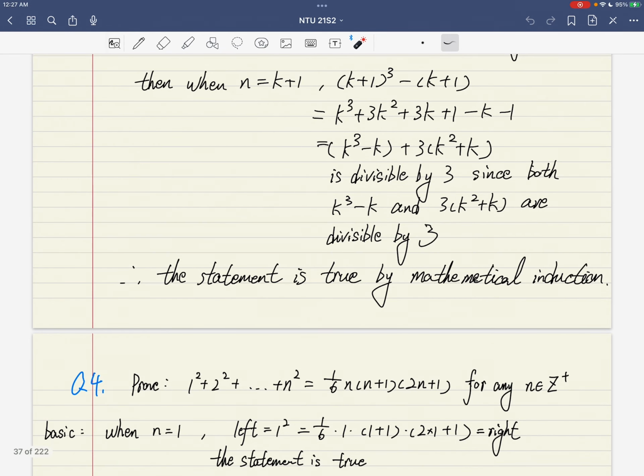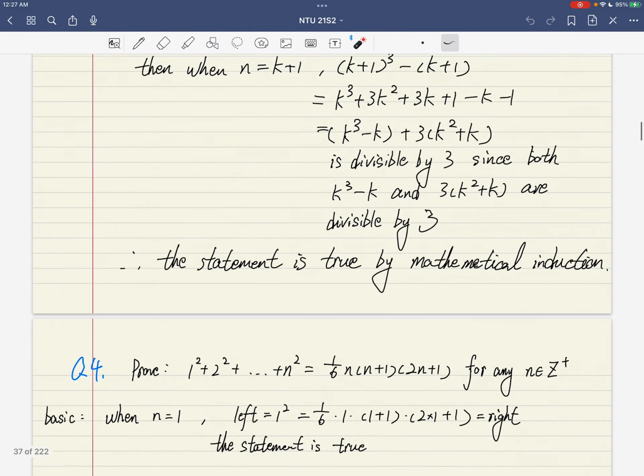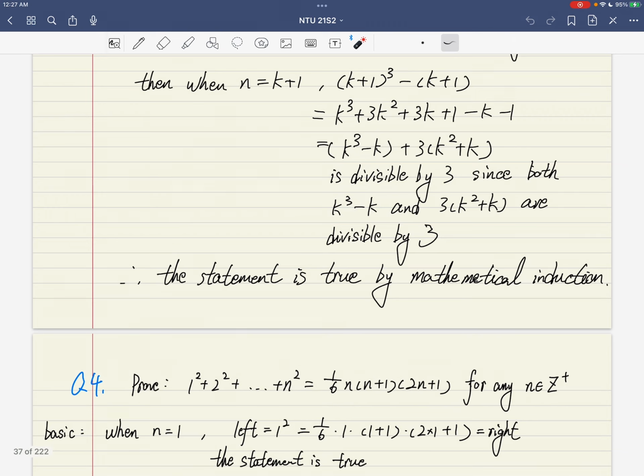So k plus 1 cubed is k cubed plus 3k squared plus 3k plus 1, minus k minus 1. You simplify this equation and regroup the terms. You will see 2 parts. The first part is k cubed minus k. The second part is 3 times k squared plus k.